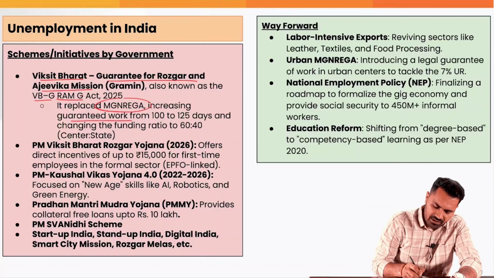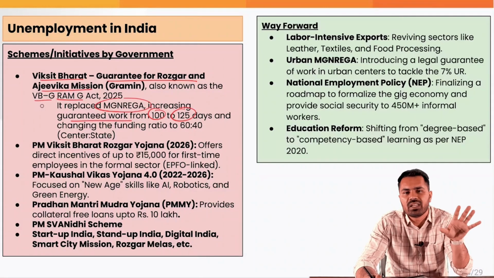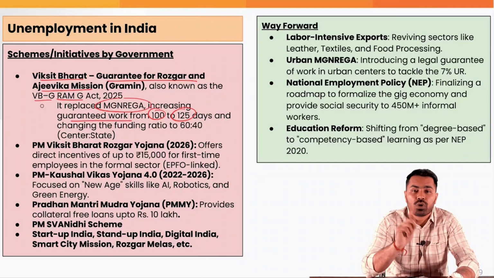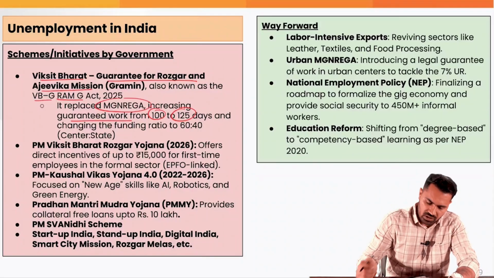They have increased the guaranteed work from 100 to 125 days now. That is, a minimum 125 days guarantee is provided by the government that we will provide you this much work for rural unskilled work in rural areas and unskilled. Make sure you remember these two things.